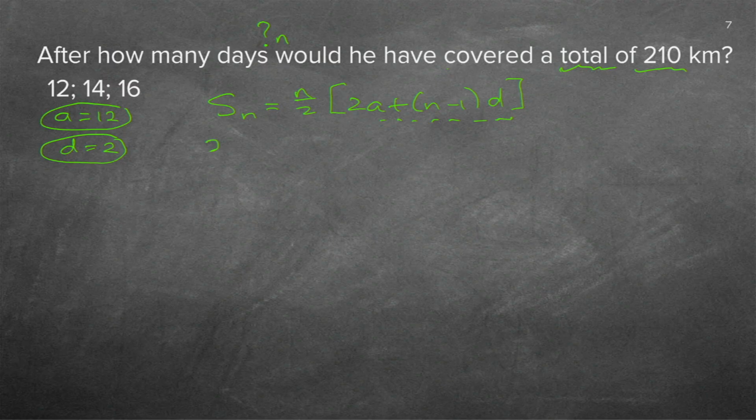I have the answer of 210 because they told me there's a total of 210. I can fill it in. I do not have the N. I do have the A in brackets. I do not have the N. I do have the D, 2. Remember again what your goal is, to get N all alone. So for the first step I'm just going to leave this here and see if I can multiply the 2 in. It gives me 24 plus 2N minus 2.